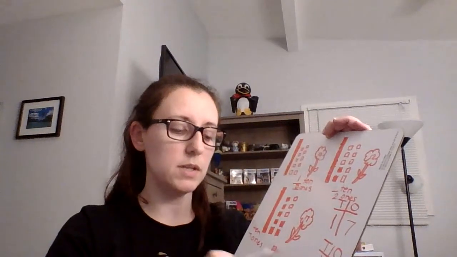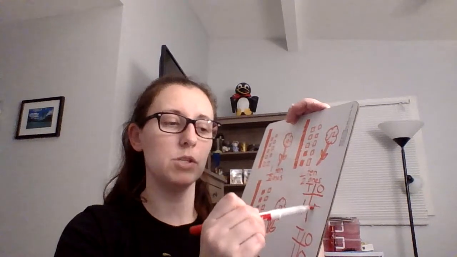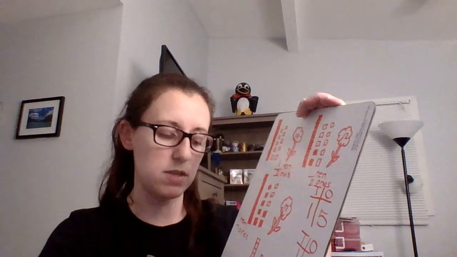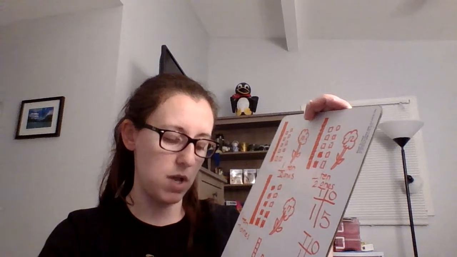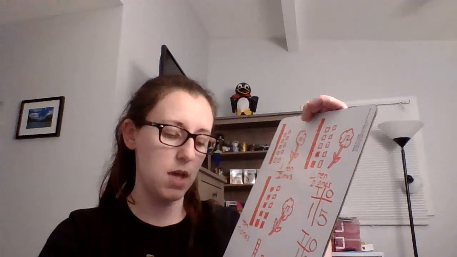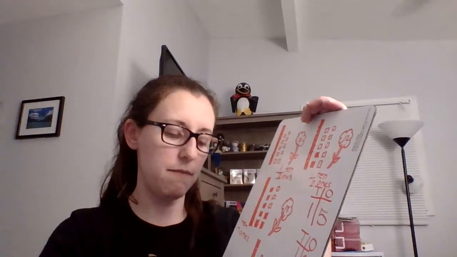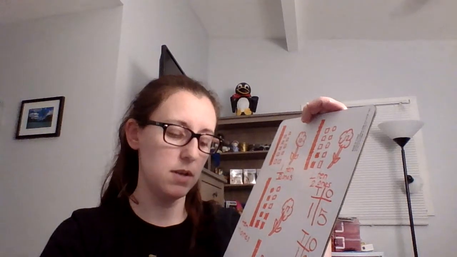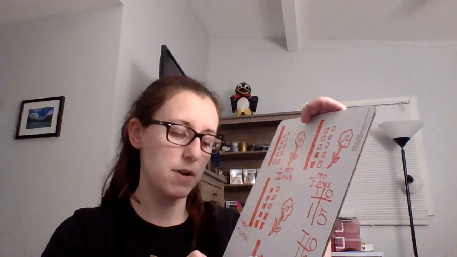And the last one is 15. So I'm going to write it in my chart. I've got 1 10 and 5 ones. So let me write that down. 1 10, 5 ones. So now I've got to color 1 10 and 5 ones. 1, 2, 3, 4, 5.